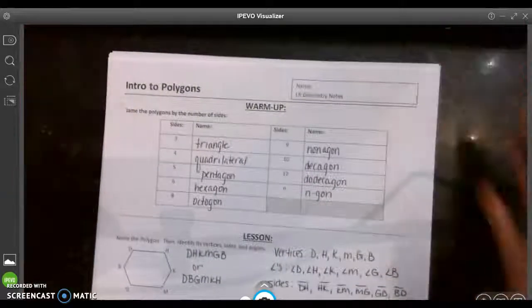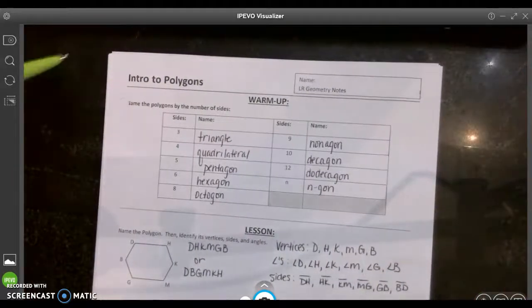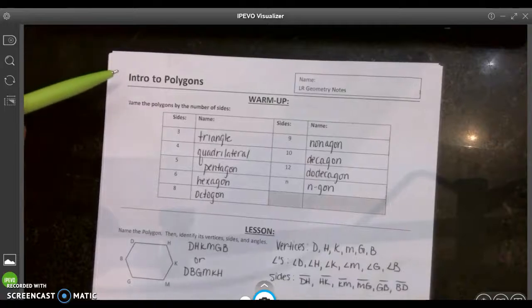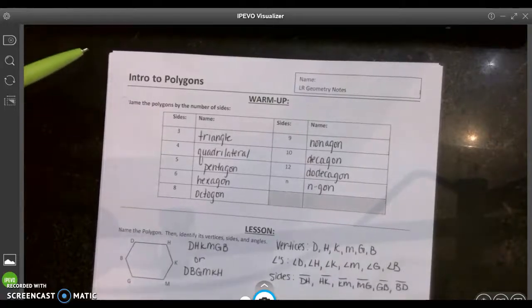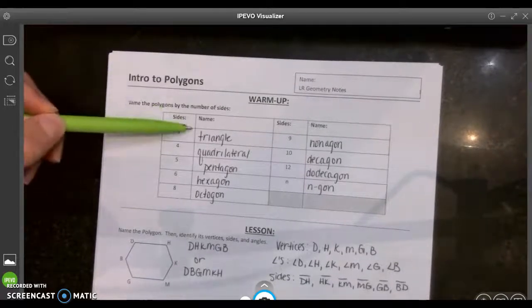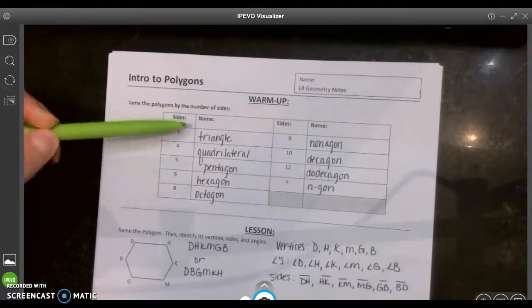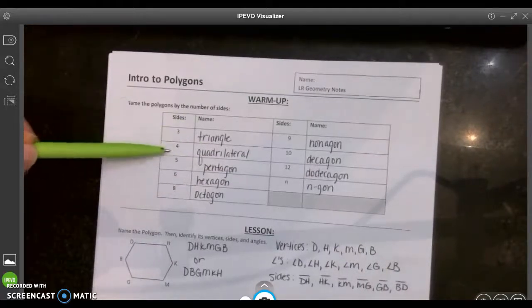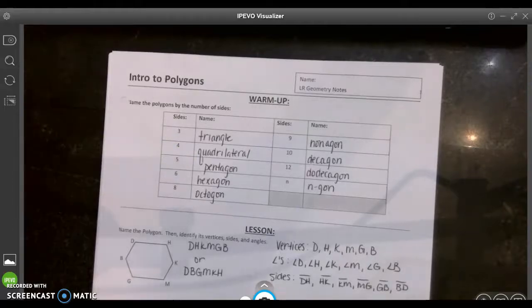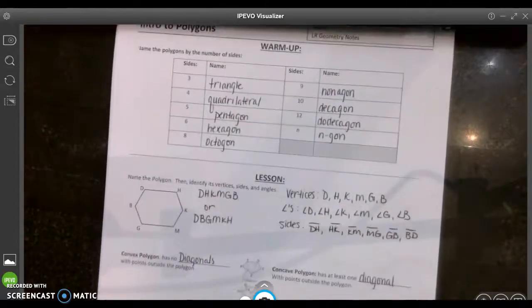Okay, this is the first lesson of our next unit, which is the area of polygons. And so this up here is just a review of what we did when we did quadrilaterals. It goes through, if we have 3 sides, it's a triangle, 4 sides, it's a quadrilateral. So we've been through all of that. You know the names of the polygons. So I'm going to move down here.